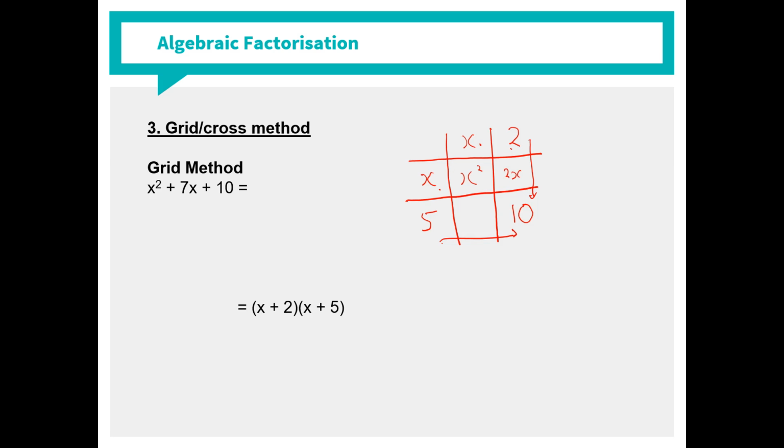x times 5 will give me 5x. Let's check if the two of them added together will give me 7x. Yes, it does, so it satisfies. This one will be my first factor, x plus 2, and this one will be my second factor, x plus 5.